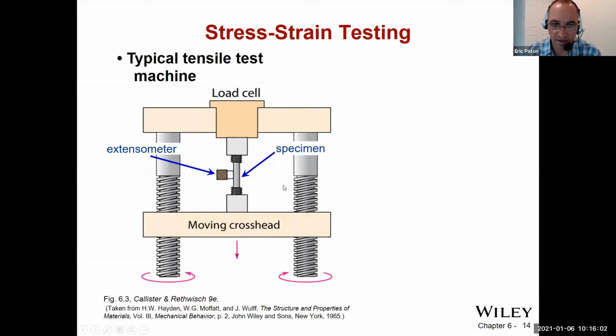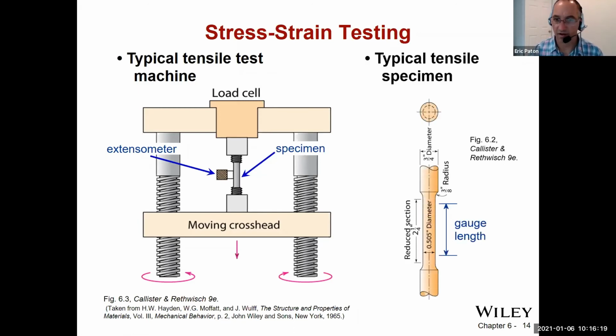So those are your three methods: extensometers, strain gauges, and the deflection of your crosshead. And a typical tensile specimen is round, and it always has a reduced section.